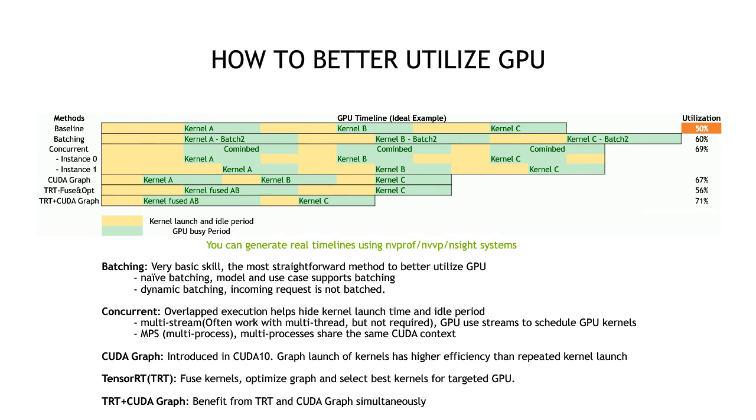And as we previously discussed for TensorRT, it has the ability to fuse kernels. I assume that kernel A and kernel B can be fused together. So after the fusion, there might be only two kernels. And even if the kernel launch time and the idle time are not reduced, the whole timeline's utilization might reach 56%. By combining the CUDA graph and the TensorRT feature together, the combined utilization can be 71%.